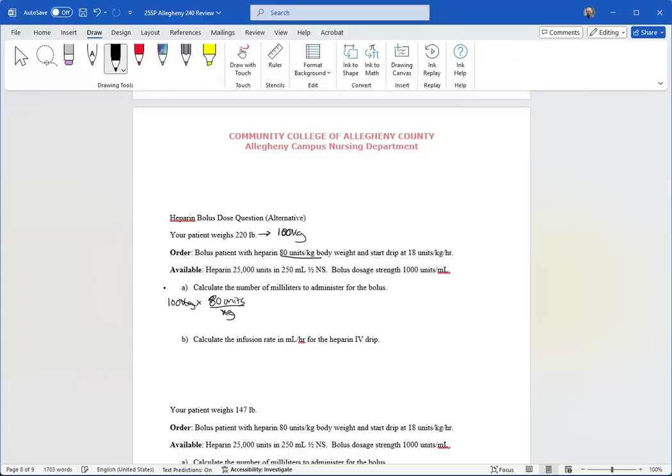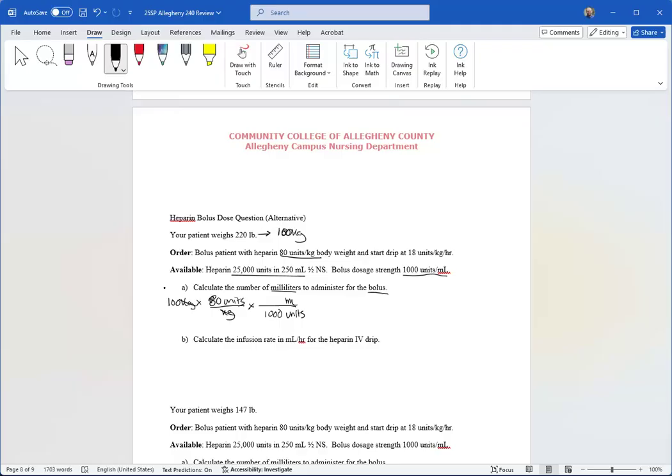Kilograms cross out. And then I want milliliters. So this is what we were doing in the previous questions, where we were converting units per hour to milliliters per hour. Well, now we're just going to convert units to milliliters. So we want units here, milliliters down here. I'm going to look at my available. I have an IV, and then I also have a bolus. Since we're calculating the bolus and we're looking for milliliters, we'll use the bolus dose information.